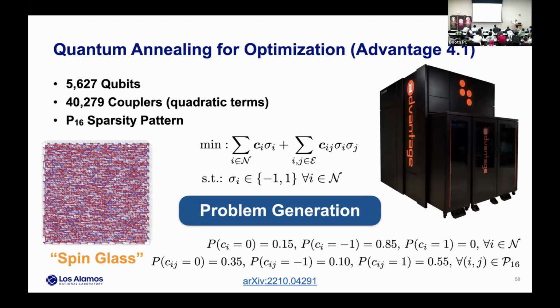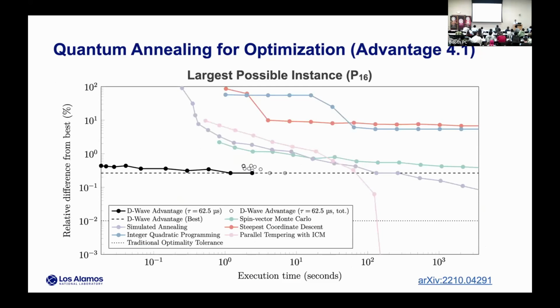We build spin glass instances that exactly match the hardware graph according to this probability distribution you see here. And then we benchmark it against a ton of classical algorithms. On the x-axis, you have runtime. On the y, you have solution quality, and this is relative to the best known solution. The black line here is the solution quality that comes out of D-Wave's hardware.